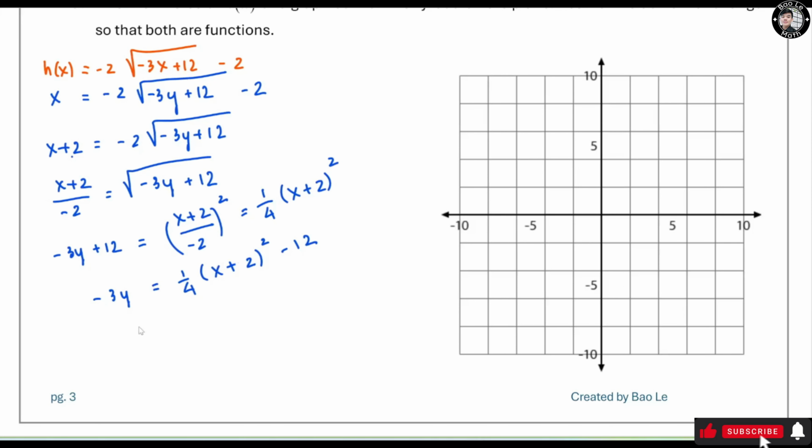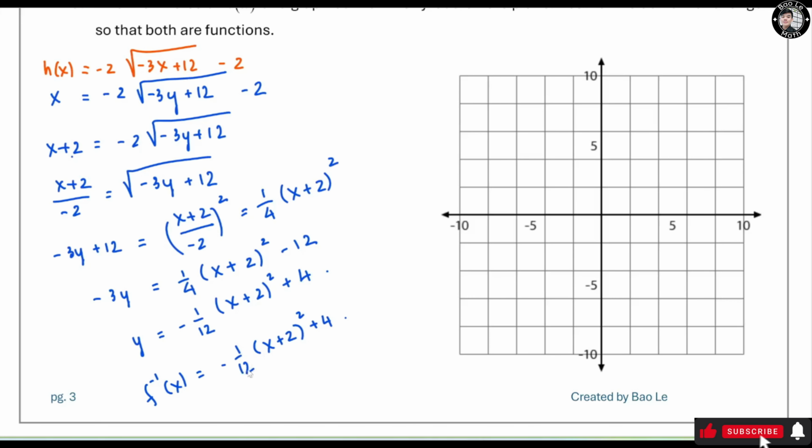Divide both sides by -3, so y equals -1 over 12 (x + 2) squared plus 4, right? And it's going to be f. Now the last step, you're going to replace y with f inverse, right?